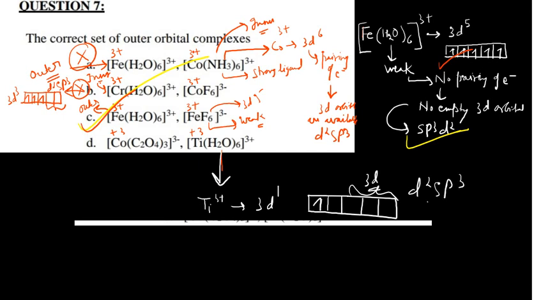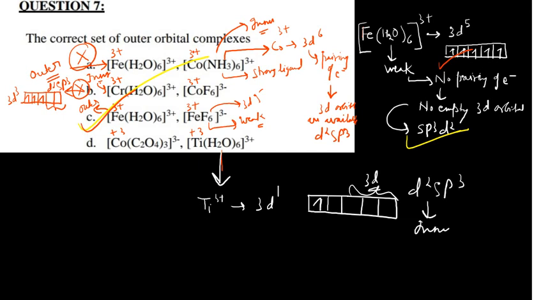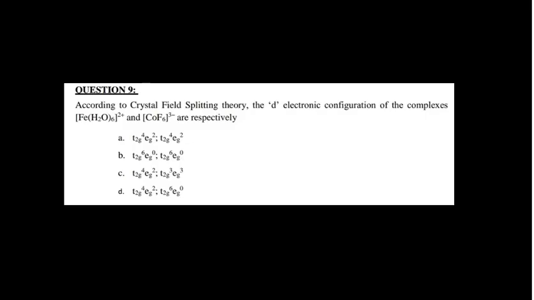So d2sp3 will form the inner, and sp3d2 will form the outer orbital complex. So the correct option is actually option number C. This is how you can solve the problem. Now moving to the next problem very quickly, what it says: according to the crystal field theory, the d electronic configuration of the complex is given.